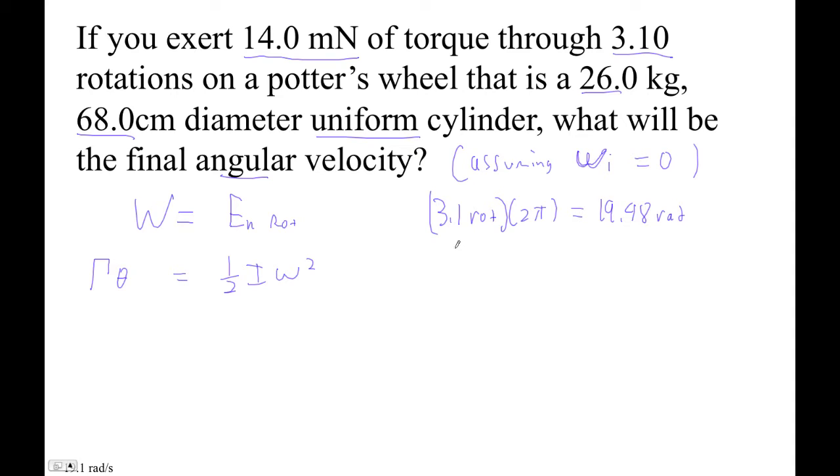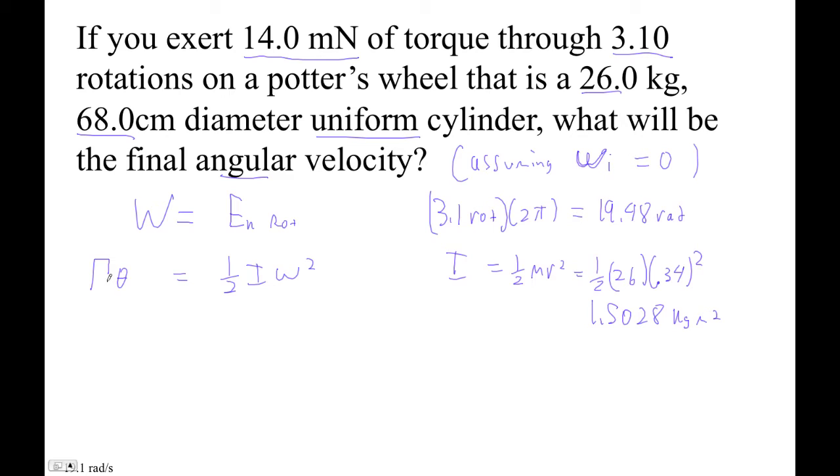Okay. And then otherwise, we need to find the moment of inertia too, don't we? Okay, let's do it. Moment of inertia. It's a uniform cylinder, of course, right? So 1/2 m r squared, 1/2 26. What's our radius? Is it 0.34 meters? There we go. So 0.5 times 26 times 0.34 squared is 1.5028, and that's kilogram meters squared. So now we're all set.